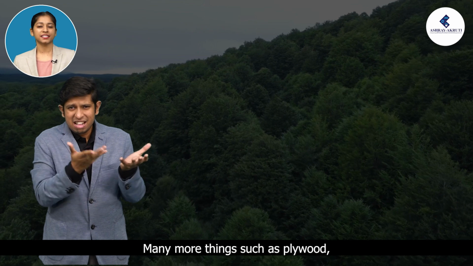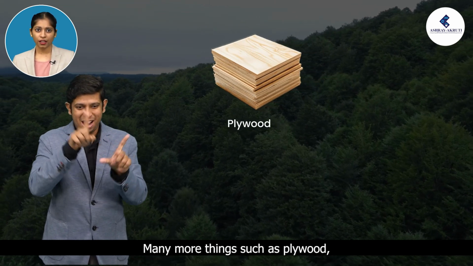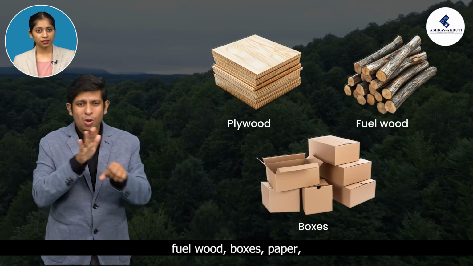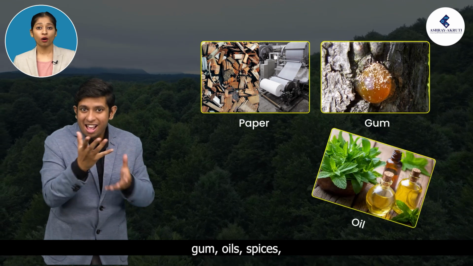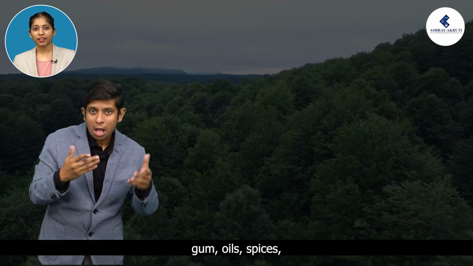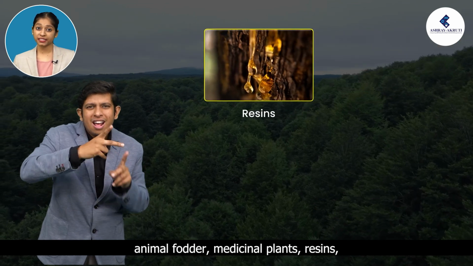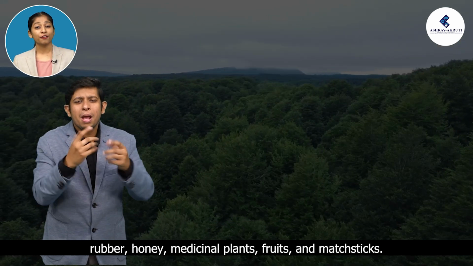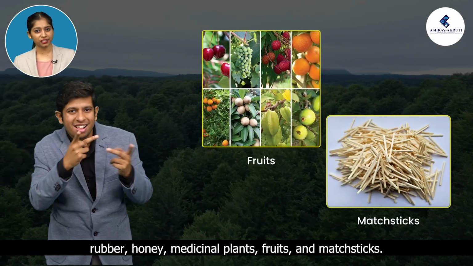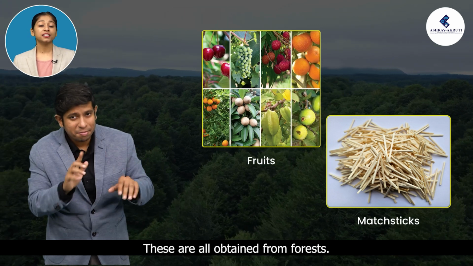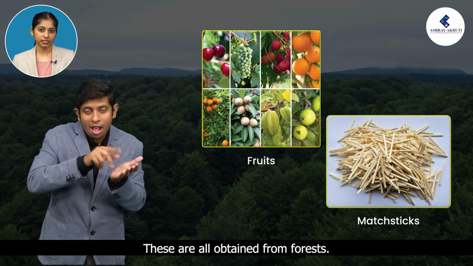Many more things such as plywood, fuel wood, boxes, paper, gum, oils, spices, animal fodder, medicinal plants, raisins, rubber, honey, fruits, and matchsticks. These are all obtained from forests.